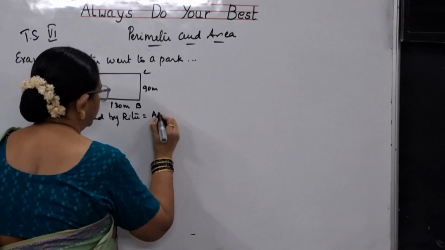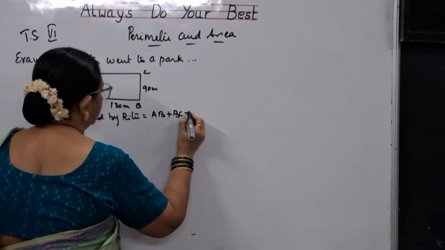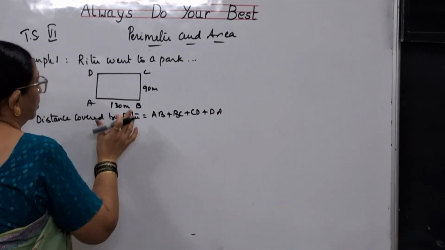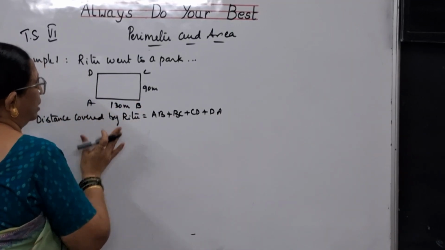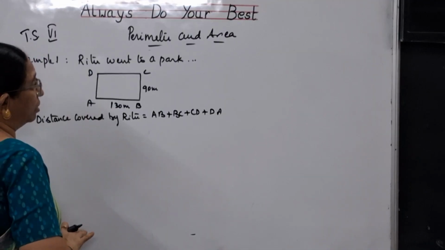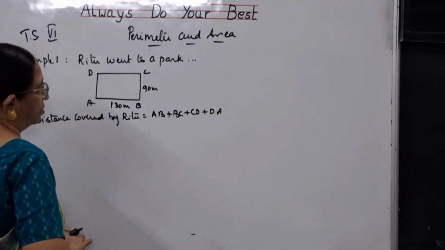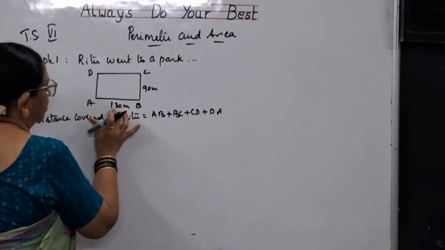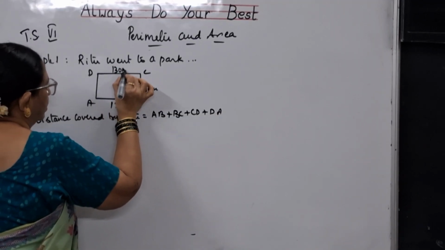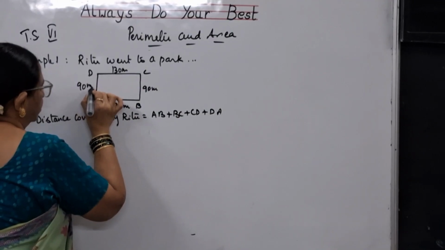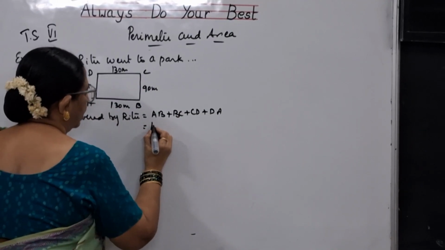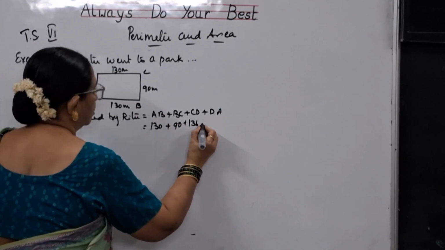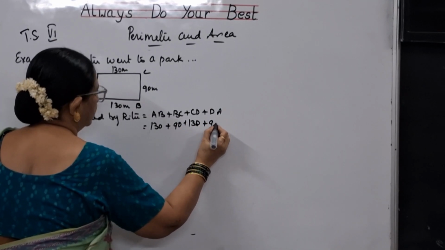This is nothing but AB plus BC plus CD plus DA. Remember one thing, children, because it is a park, its length and width are always same. If they are not same, they would have given you the measures. But they are same, that is why only length and width they have given. So this is 130 means this is also 130 meters and this is 90 meters. So it is nothing but 130 plus 90 plus 130 plus 90.